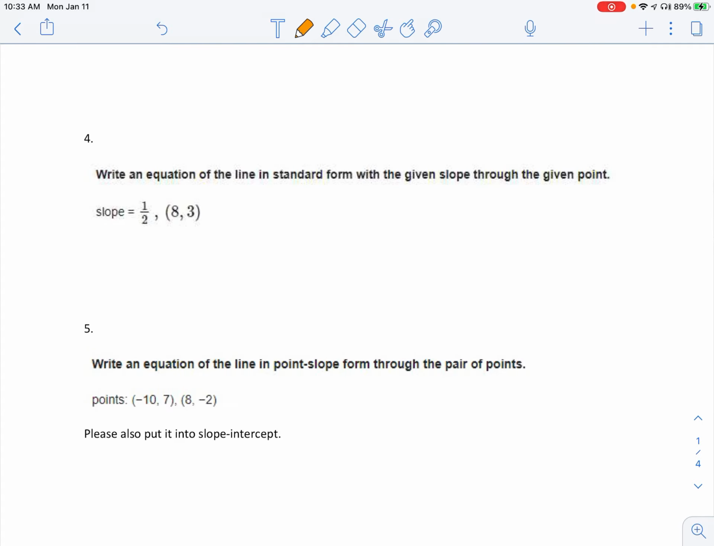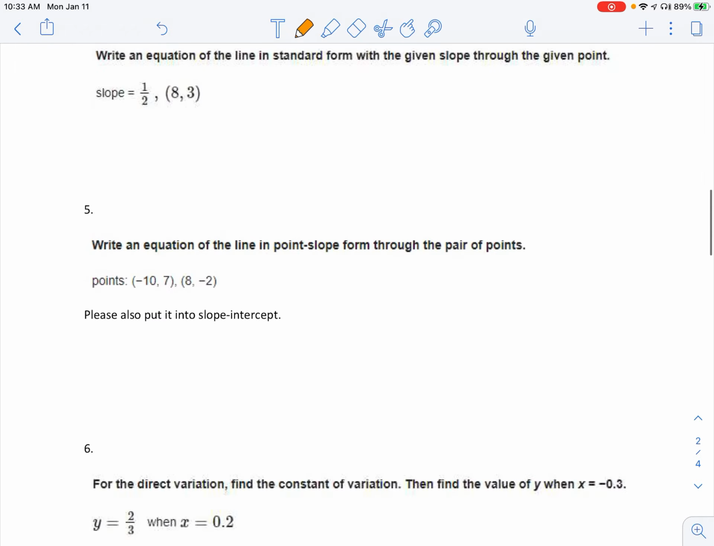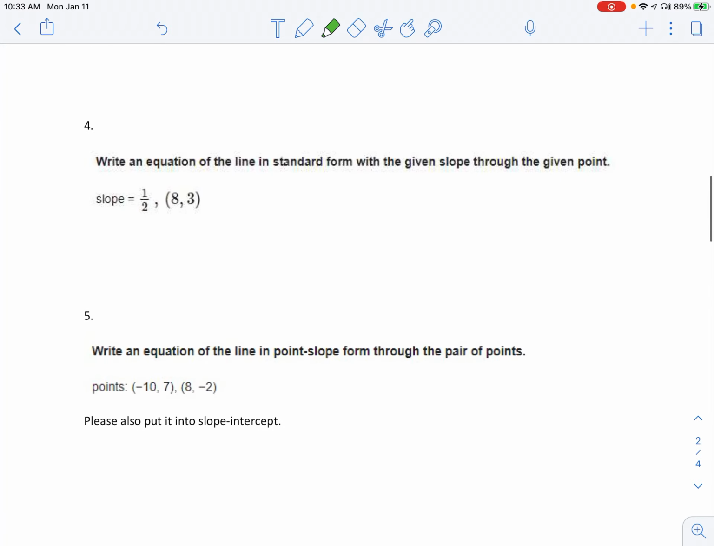Okay, number 4. Write an equation of the line in standard form with the given slope through the given point. I'm going to start with point slope form. I really like point slope form. It's easy for me to work with. So that's y minus y1 equals m times x minus x1, so x, y, and m there.